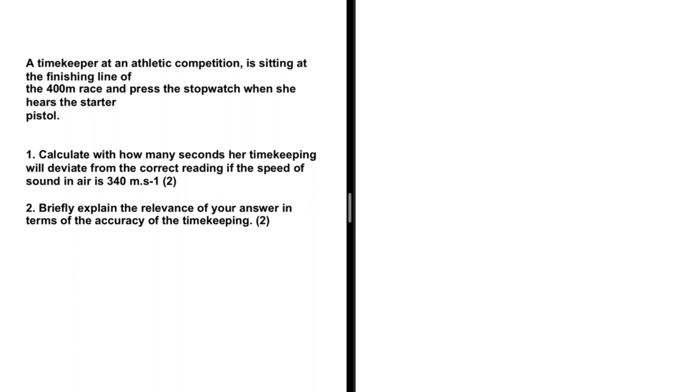We have a 400-meter race. Let's take this point as our starting point and here as our finishing point. So this is 400 meters. Let's read through the question statement again and make sense of the situation we have. So a timekeeper is sitting at the finishing line of the 400-meter race. So if the race is starting here, this is where the timekeeper is, at the finishing line.